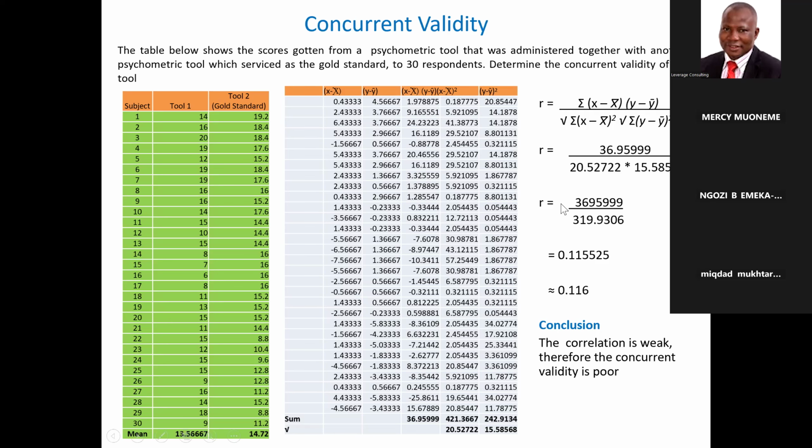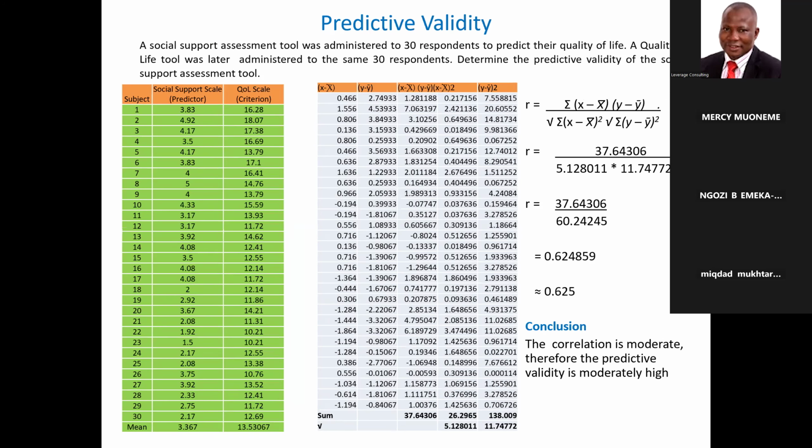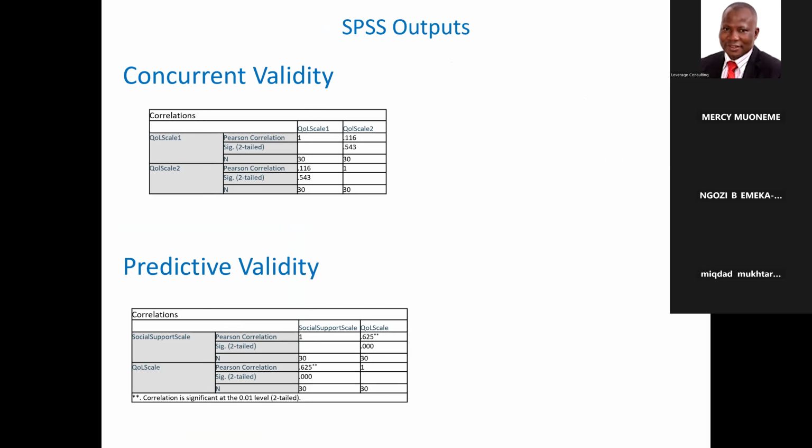Now the correlation, this one is 0.116. So you cannot say it's valid. The correlation is very weak. This one can be said to be moderate. Look at another one, it's moderate.